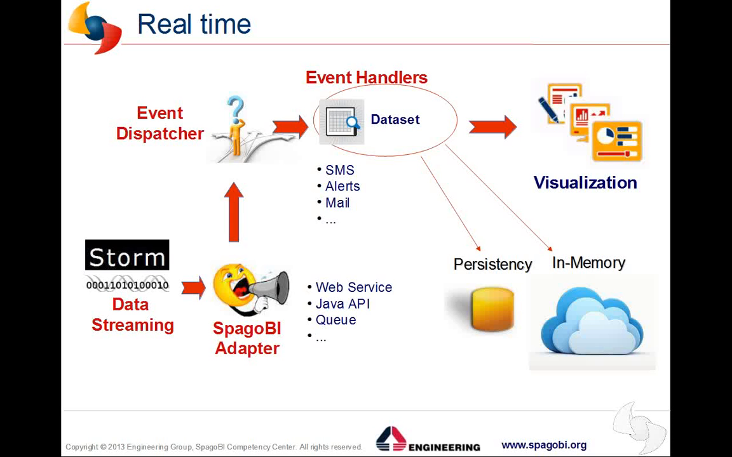So the event handler dataset, which is always a dataset, can store the information, the result set, on any memory support, which can be used by the visualization output of the SpagoBI server to produce the result. Of course, in this case, the persistency in physical storage is less important. It's not so useful. We use in-memory support for this kind of behavior, so to face the real-time data.